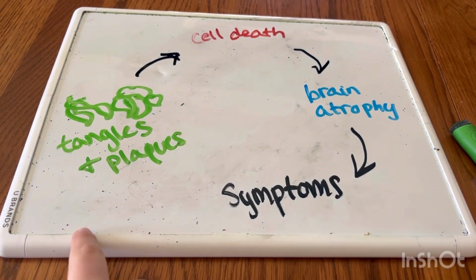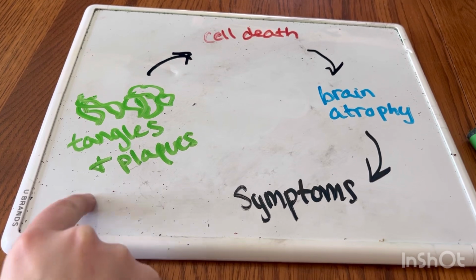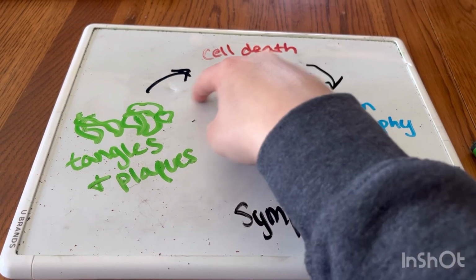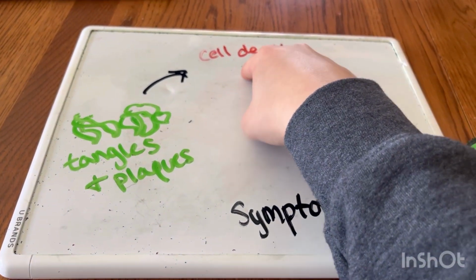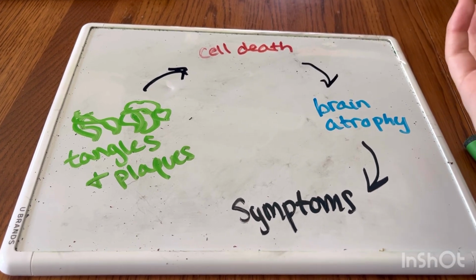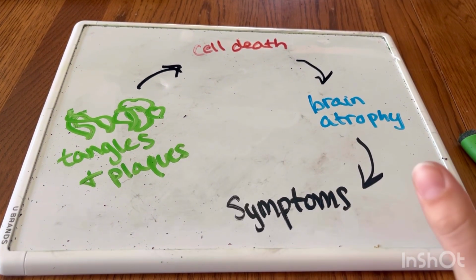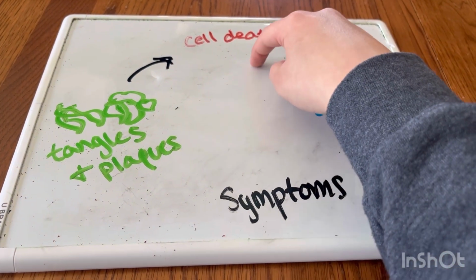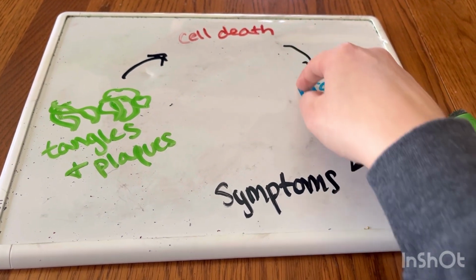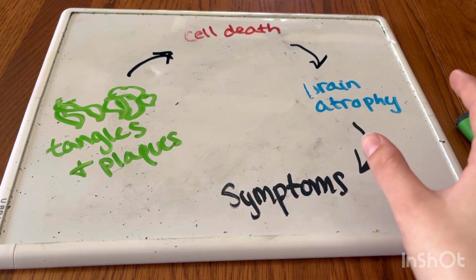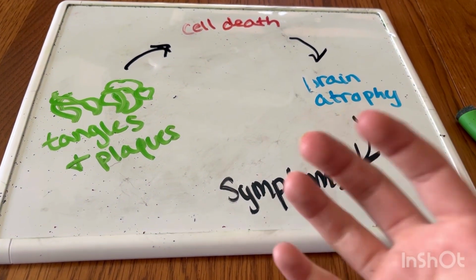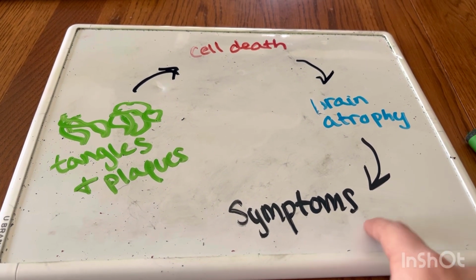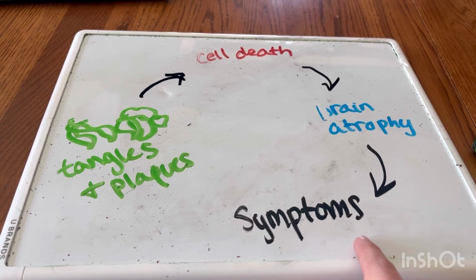So here I made a little diagram. We start with tangles and plaques, which are the two main neuropathological structures of Alzheimer's disease. And then these result in cell death by inhibiting the transportation system or stopping the flow of materials and nutrients to the other neurons. Either way, they result in cell death. Then this cell death results in brain atrophy of certain areas of the brain, like the hippocampus, which is responsible for visual and verbal memories. And that brain atrophy results in what we see as symptoms of Alzheimer's disease.